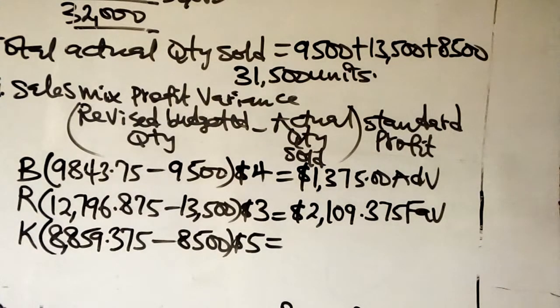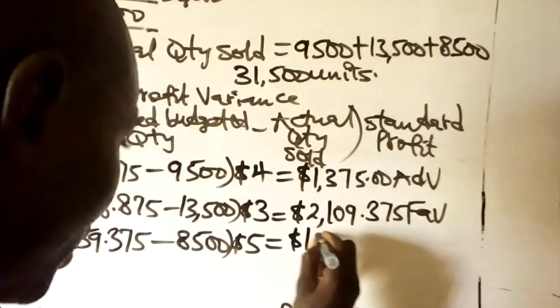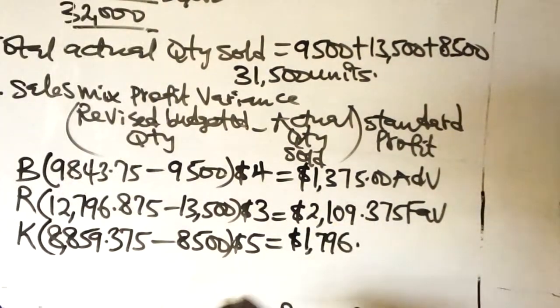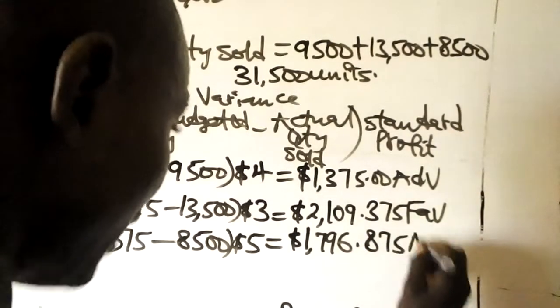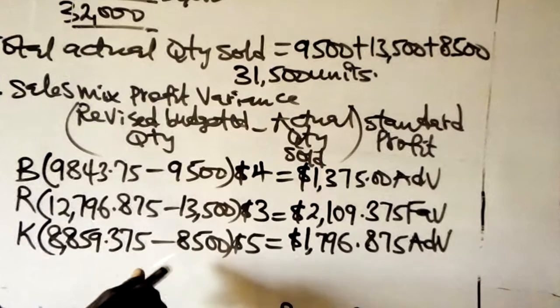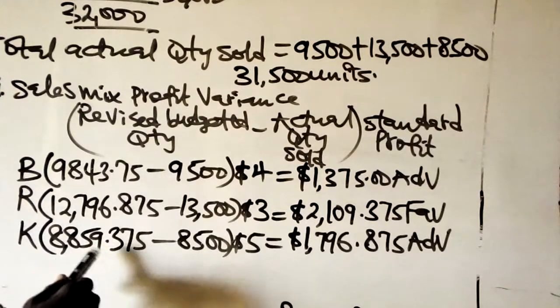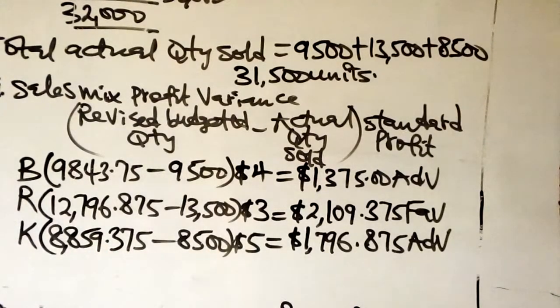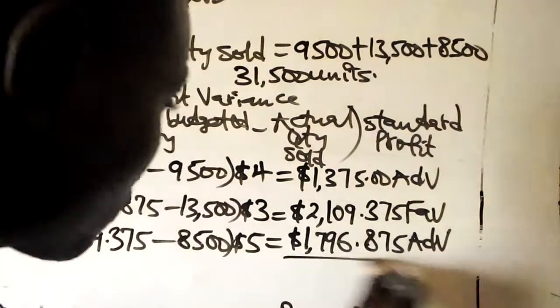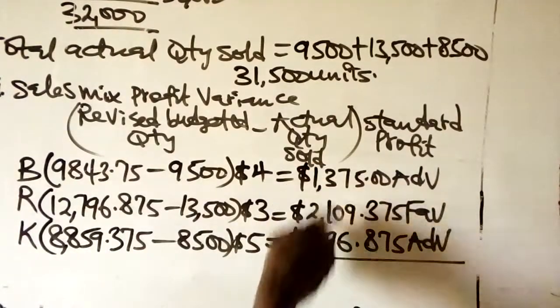For K, 8,859.375 minus 8,500, then multiply by 5, so we have 1,796.875. And this is an adverse variance because you planned to sell this and you sold less than planned. So when you sum it up, let's add the two adverse and minus the favorable.